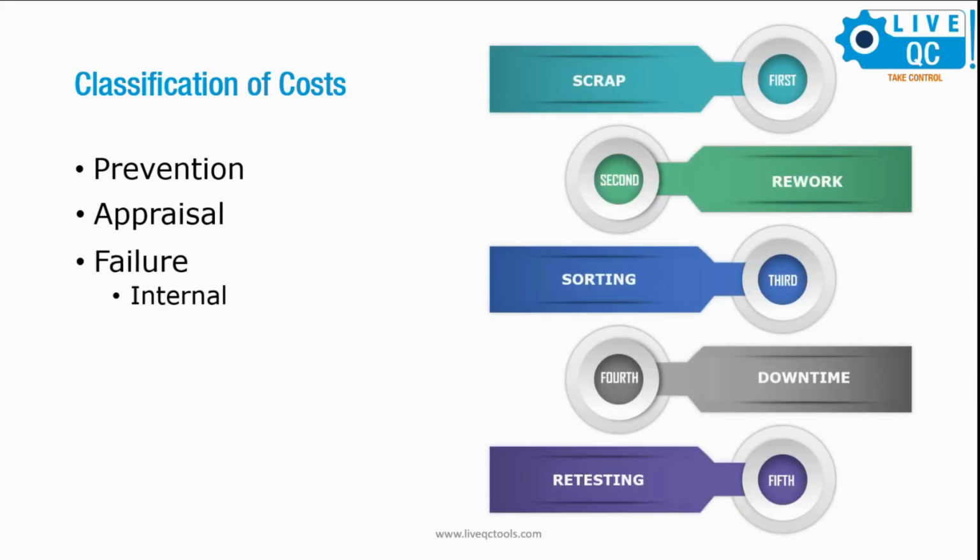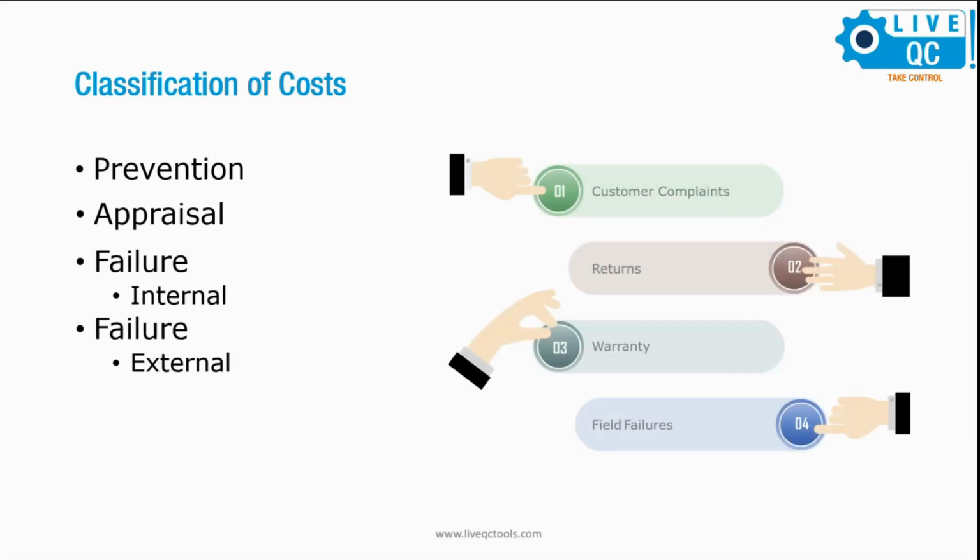The third one is the internal costs related to scrap, rework, sorting of components, especially if you get into a situation of selective assembly, and then downtime, and then retesting. These are areas where we can say that the cost would be affecting quite a bit on the internal side. Next, on the external side, we have the customer complaints. We have the component returns in terms of the return merchandise authorization, the warranty, and then the field failures.